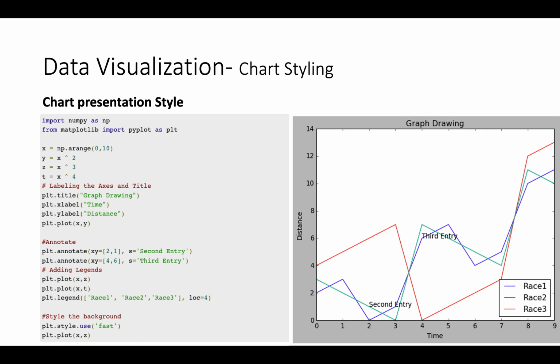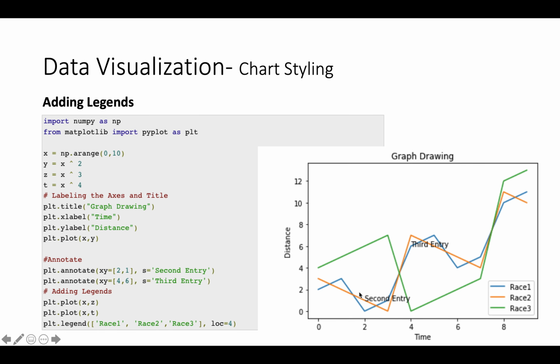We can modify the presentation style of the chart by using different methods from the style background. Here we adapt the style of the background, and here we are using the face color. So the output result shows that the background is different here.